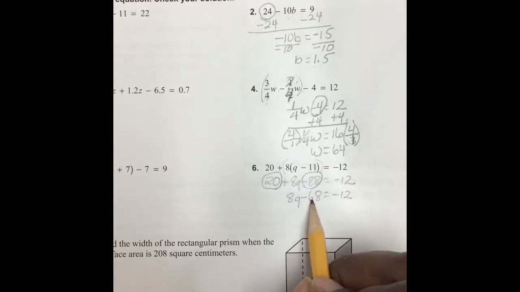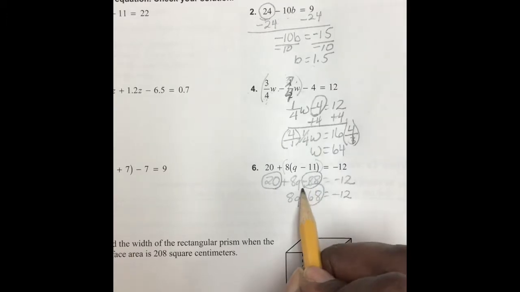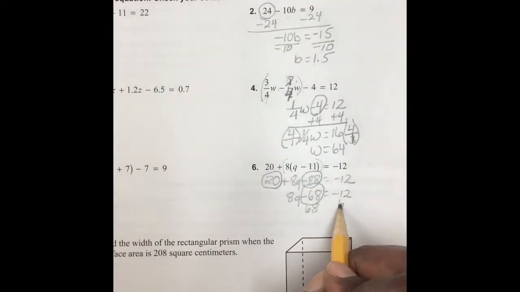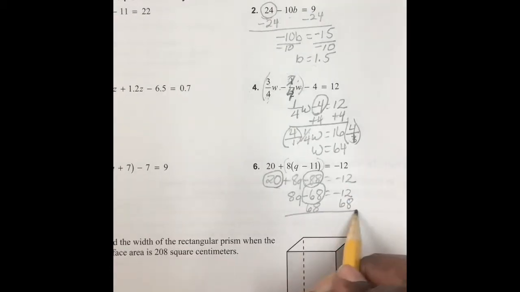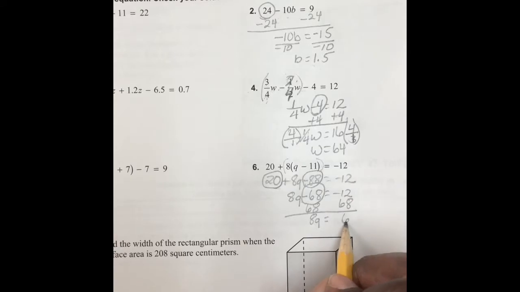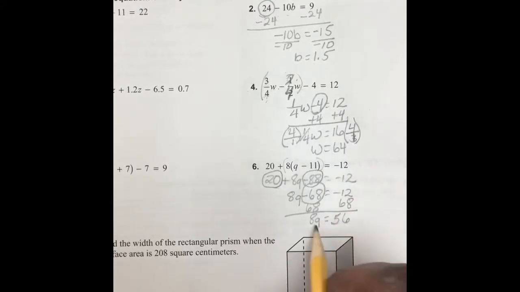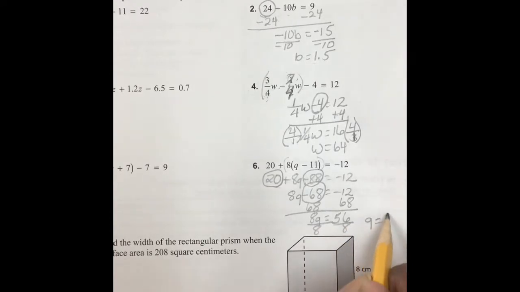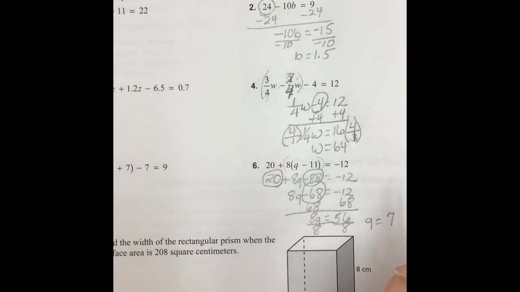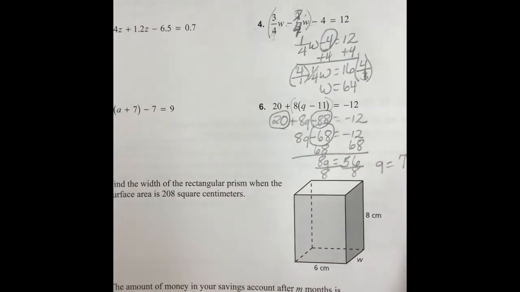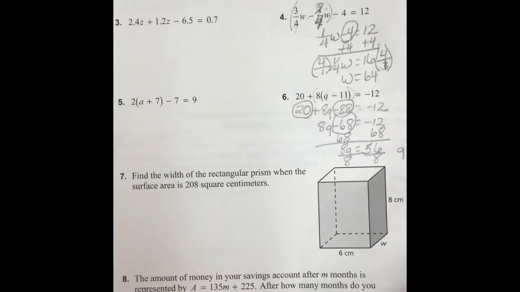Now we will take the negative 68 and move it to the other side by taking the inverse, positive 68. And therefore we have 8q is equal to, in this case, 56. Now we divide both sides by 8, and q is equal to 7. Okay, let's move on to number 8.